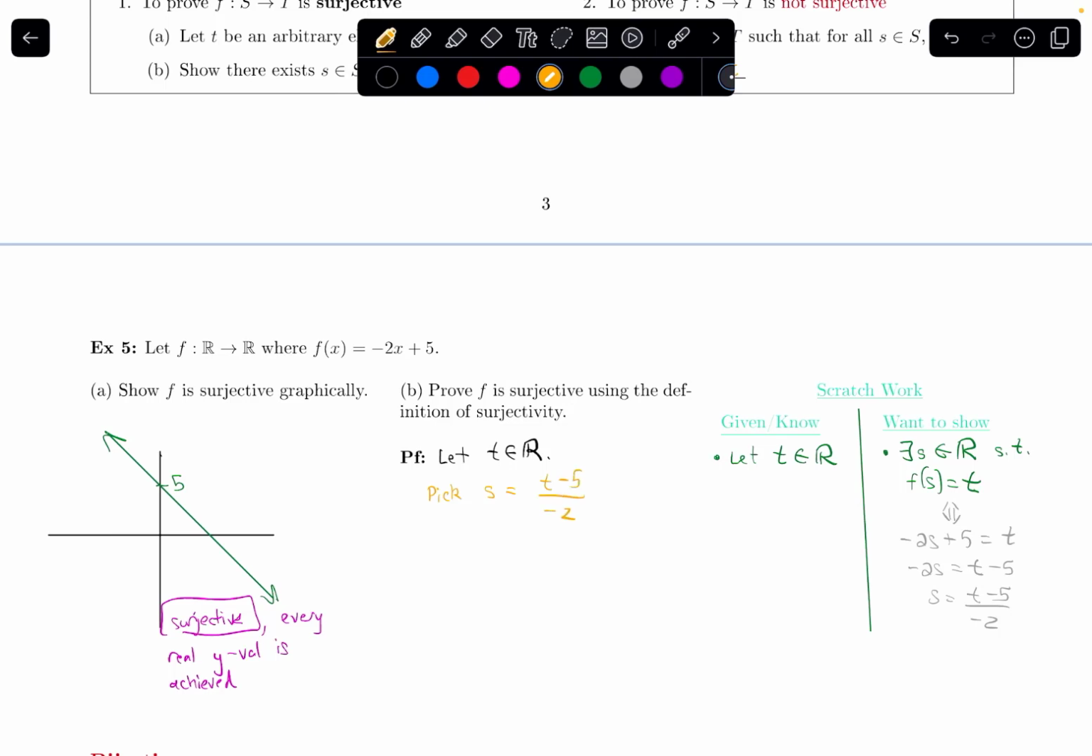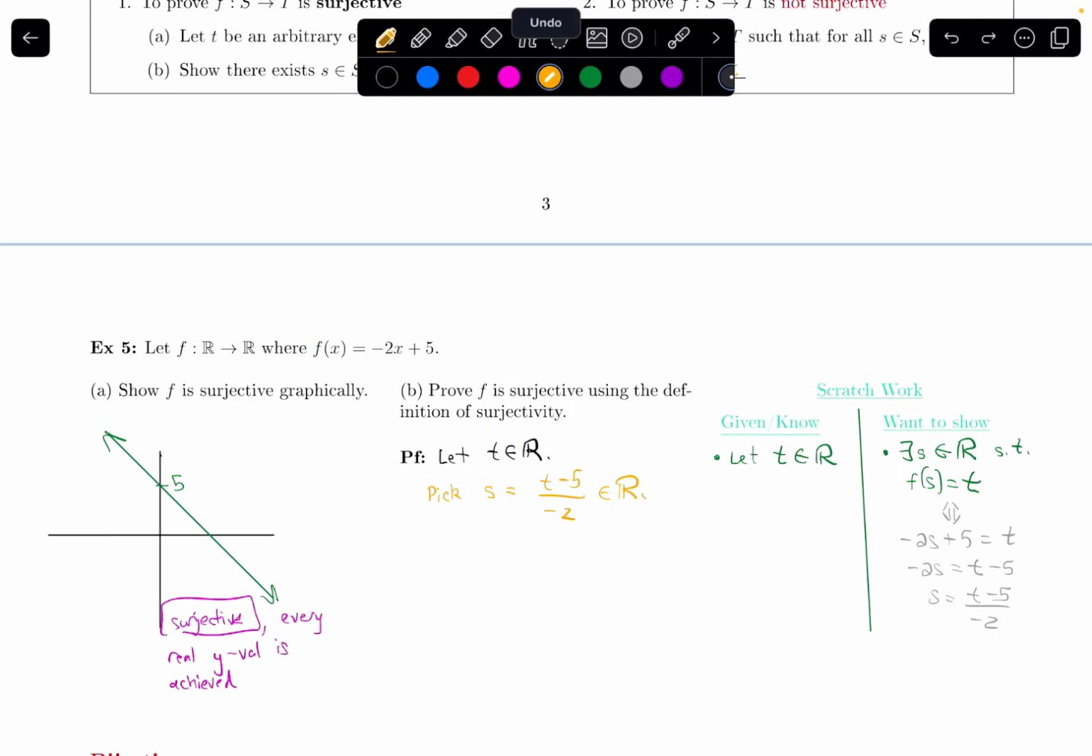And I notice that I'm just subtracting and dividing numbers. I'm not dividing by 0 or anything. So this is very much a real number, meaning it's in the domain. So now let's show that if we plug it in to the function, I get t as an output.